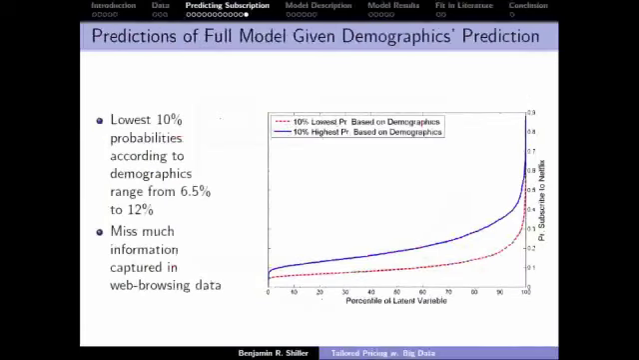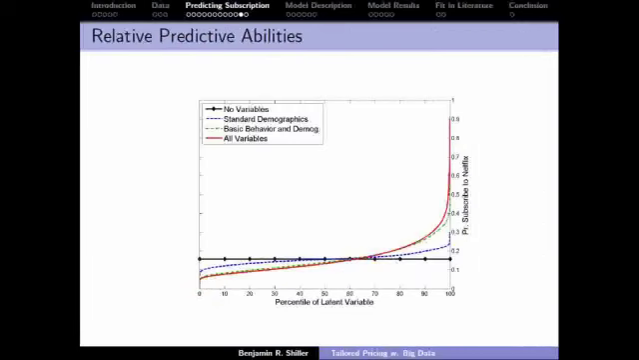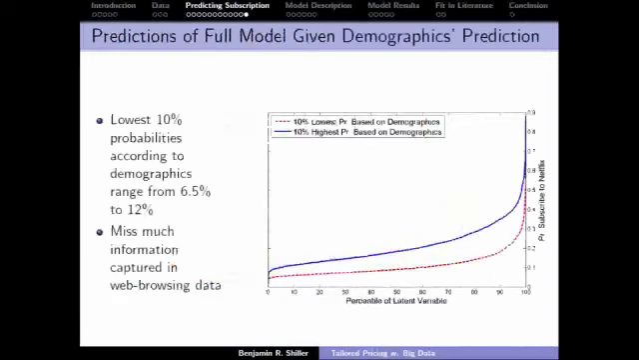Okay, so this just illuminates that even with, so this red line here, it's basically the same thing, but for just people who are predicted to have the lowest 10% probability of consuming Netflix according to demographics. So this just shows that there's still a lot of information lost. Some of these people based on demographics have very low probability, but in fact some of them have a very high probability, and the web browsing data is able to pick that out.